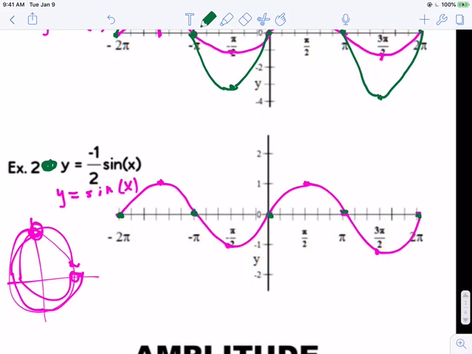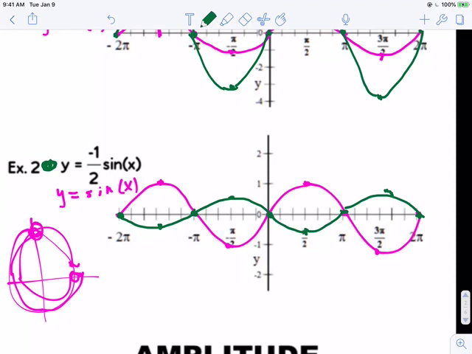Shrink this one by a half, it's at 1/2. Flip it, now it's at negative 1/2. Shrink it by a half, now it's at negative 1/2. Flip it, now it's at positive 1/2. Negative 1/2. Positive 1/2. And I draw a nice little sketch. Does that look about like what you got?